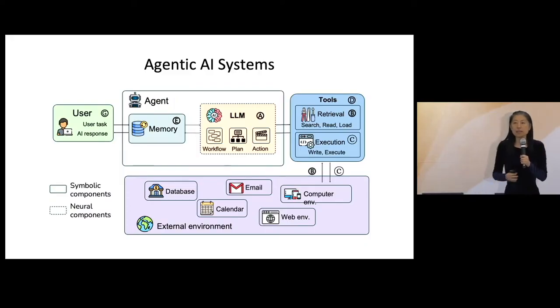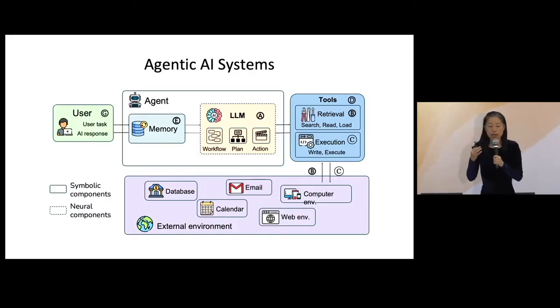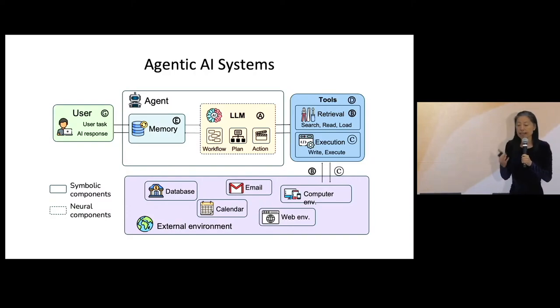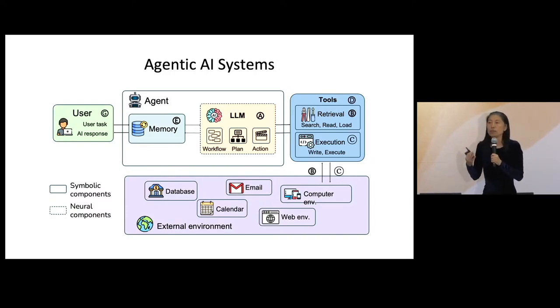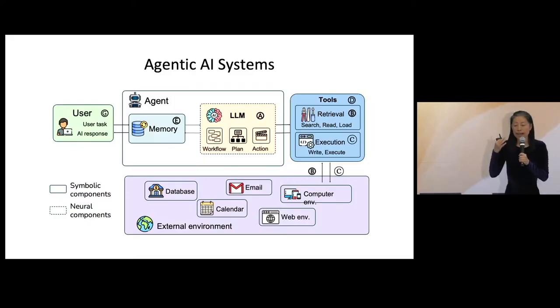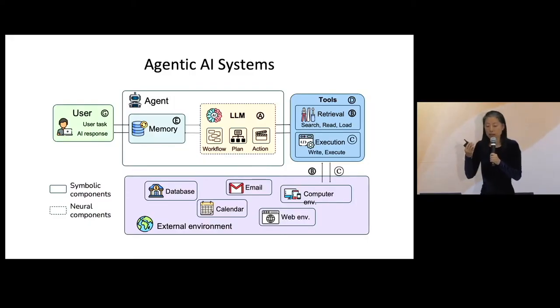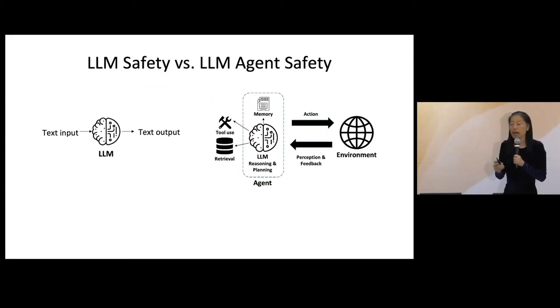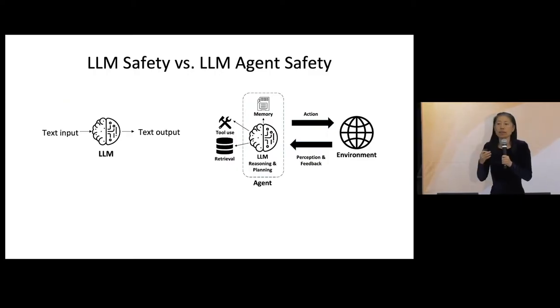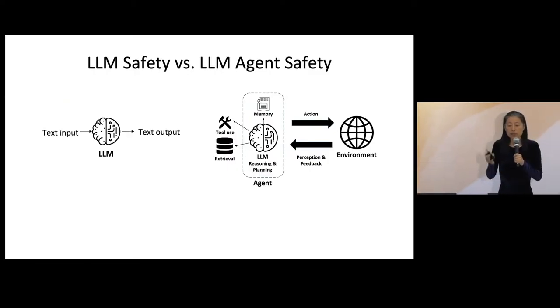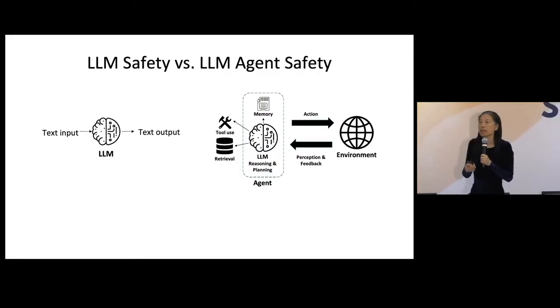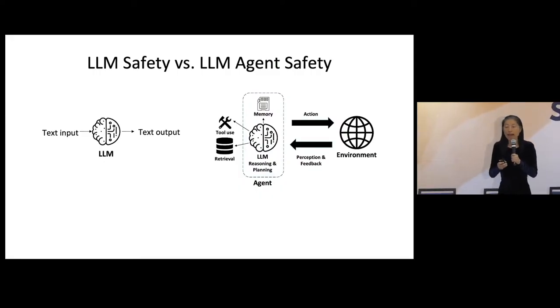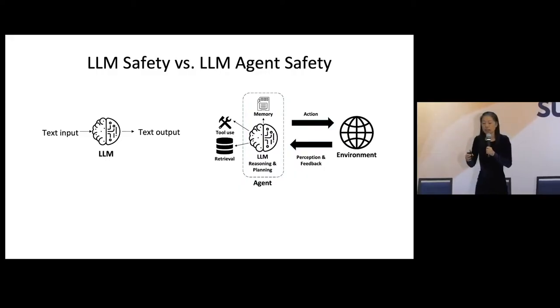So agentic AI systems can be fairly complex. The agent is guided by the LLM and can interact with the environment to perceive the environment and to do planning and plan for actions and so on, and then take actions in the environment. And agent safety and security is a very complex topic. So first, the LLM already by itself has a lot of safety and security issues. And these safety and security issues get even further amplified in the agentic setting.